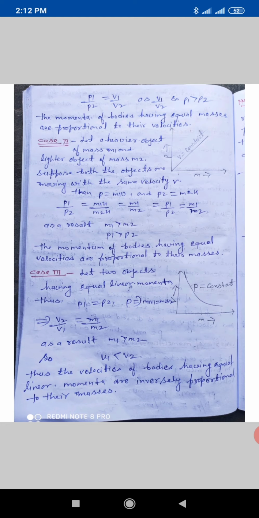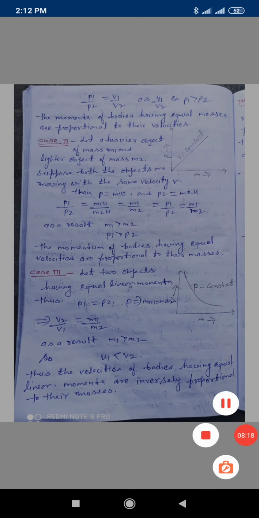Case third. Let two objects have equal linear momentum, thus P1 equals P2, then m1v1 equals m2v2. From here, v2 upon v1 equals m1 upon m2. As m1 is greater than m2, then v2 is greater than v1. Thus the velocities of bodies having equal linear momentum are inversely proportional to their masses.